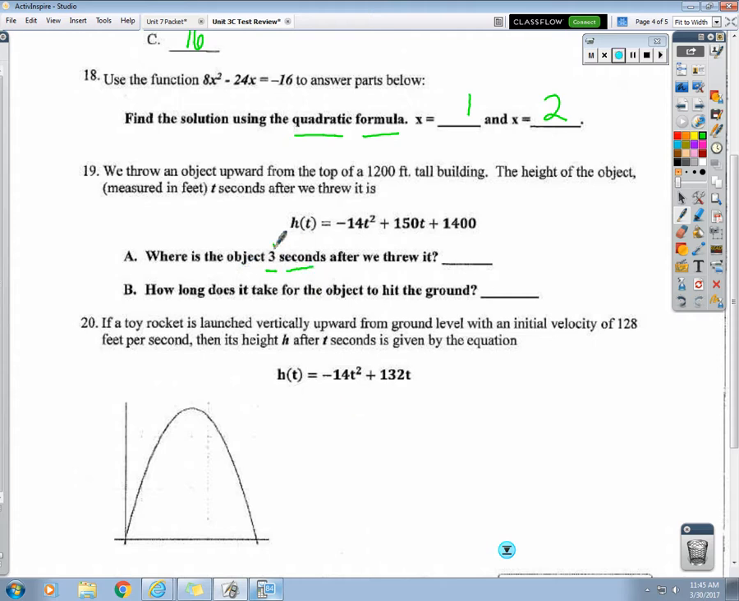Well, what can we do with this 3? How do you know that it goes in t? Look, t seconds. So 3 will go in t. So go ahead and plug in a 3 right here and a 3 right here. So negative 14 times 3 squared plus 150 times 3 plus 1,400. Go ahead and type that in.